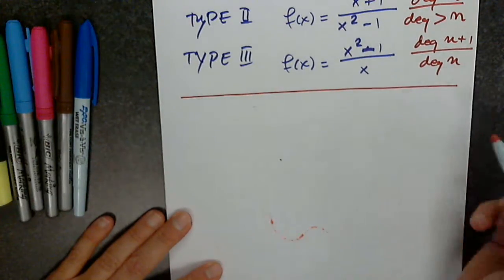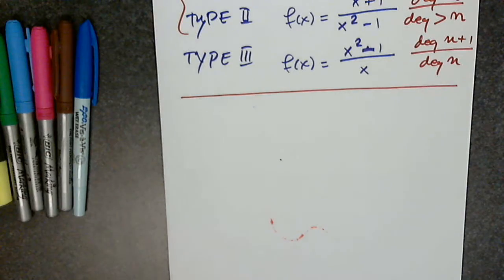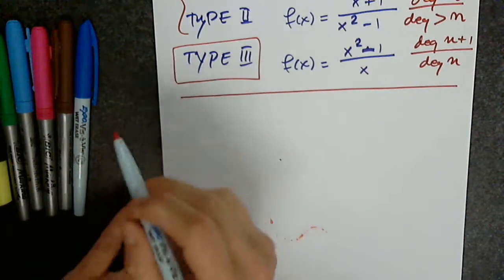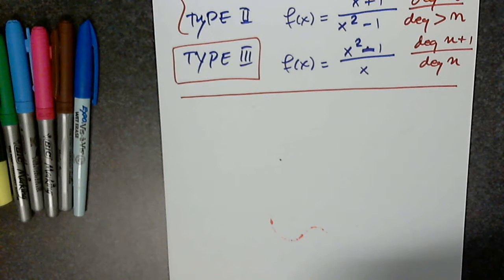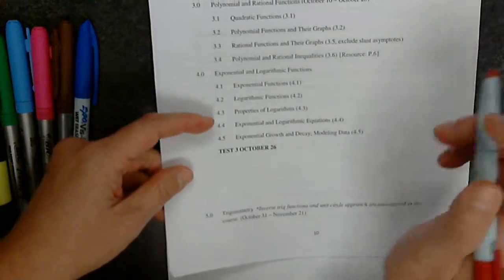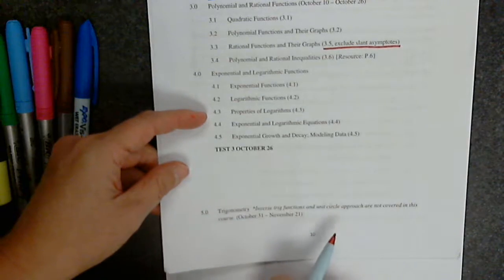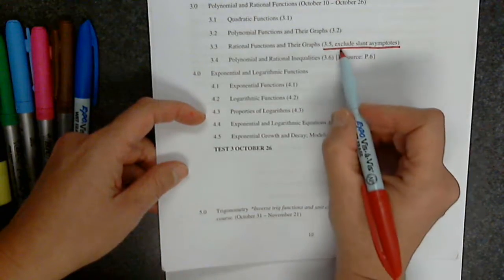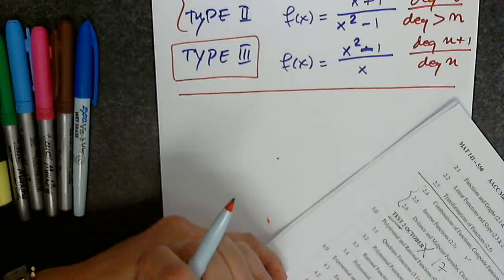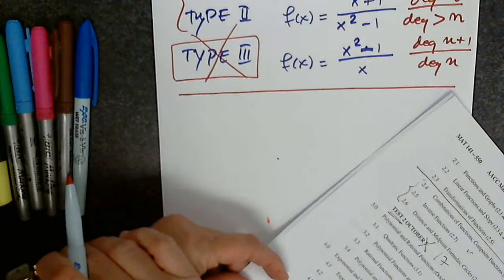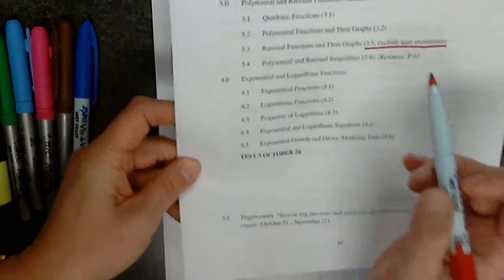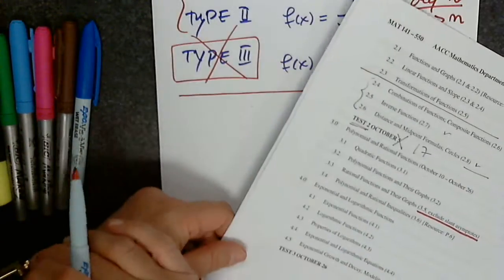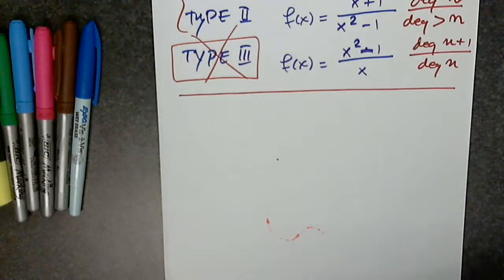I'm going to start with the first one. These two are very, very similar. According to what my department decided, I will have to exclude it for good, because they said exclude slant asymptotes. These are functions that have slant asymptotes. So I'm not going to discuss this. I'm only going to discuss the first two. If you want, after class sometime, I can show you the third type, but it's not going to be part of the course because they said exclude that. So I'm going to exclude it.